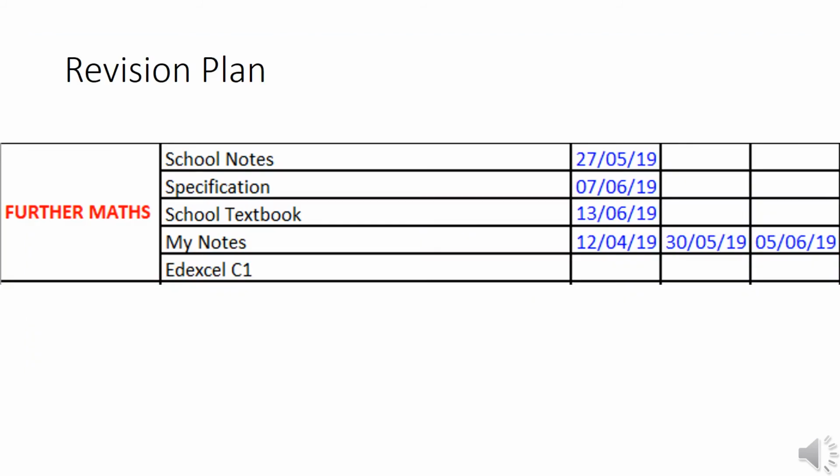Here is a revision table which I wrote up for my Further Maths exam. As you can see, it lists my resources on the left hand side and has empty columns on the right hand side. In those columns on the right, you can write in the dates in which you complete that resource. So as you can see, for example, on the 5th of June, I went through my own notes and workings for the third time, while on the 7th of June, 2 days later, I went through the Further Maths specification. This way you can see which resource you saturated your knowledge from and which resource you might be able to gain new points from.